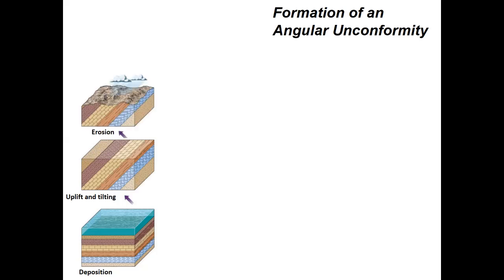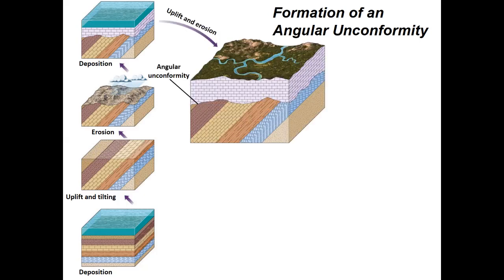So how do we form an angular unconformity? Well, first we have to form the older sedimentary rocks. Now remember, the principle of original horizontality tells us that those sedimentary rocks were originally horizontal. Then something happens, a tectonic activity where it's uplifted, in this case it's tilted, or it could have been folded. Then there's weathering and erosion, so it erodes down, creates an erosional surface, and then sediment deposition resumes, forming the angular unconformity. All right.